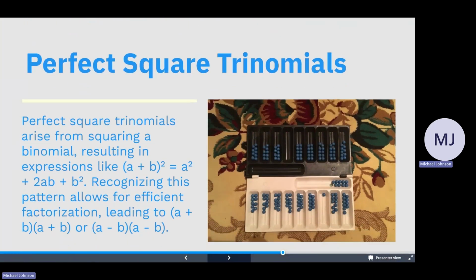Perfect square trinomials arise from squaring a binomial, resulting in expressions like (a plus b) squared equals a squared plus 2ab plus b squared. Recognizing this pattern allows for efficient factorization, leading to (a plus b)(a plus b), or (a minus b)(a minus b).